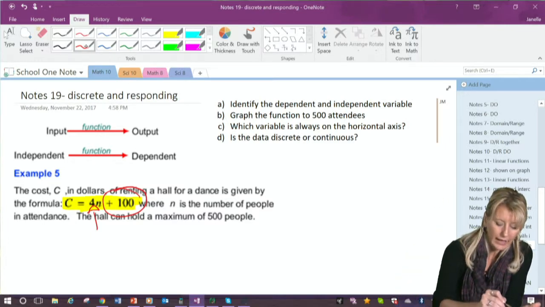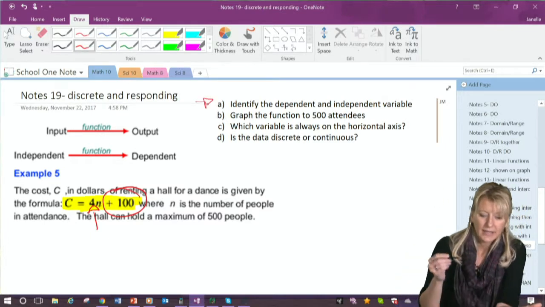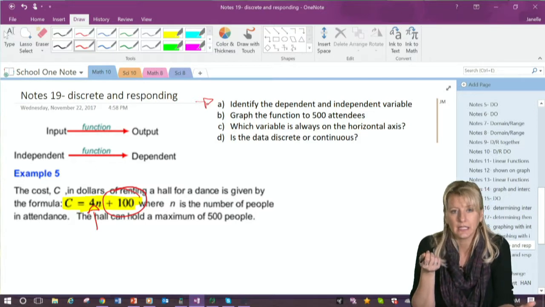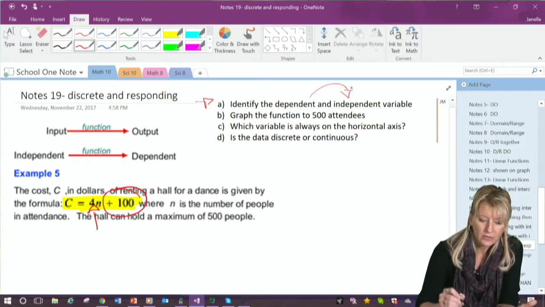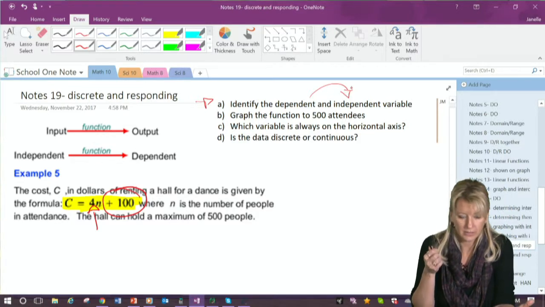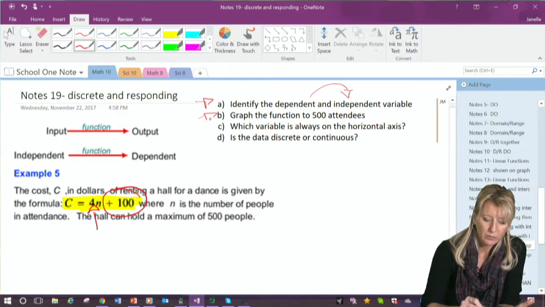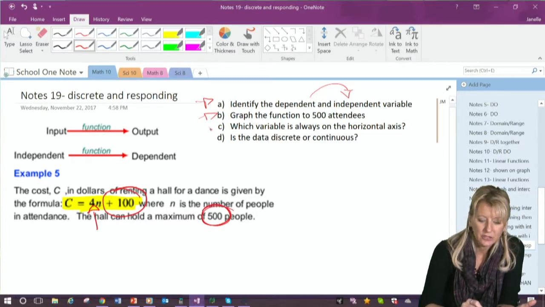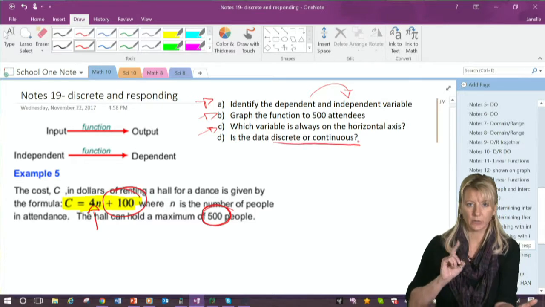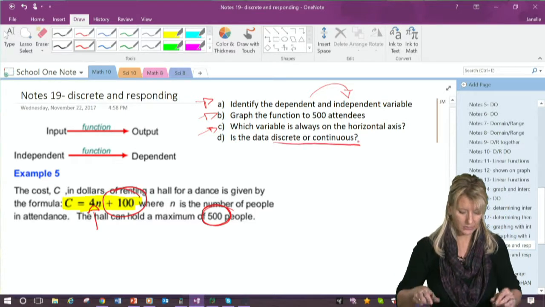What we're going to look at is identifying the dependent and independent variable. Remember, dependent always needs to know what's going on with the independent. We're going to graph what it would be for 500 people to come. And then this is just asking what variable is on the x and whether this is discrete or continuous.